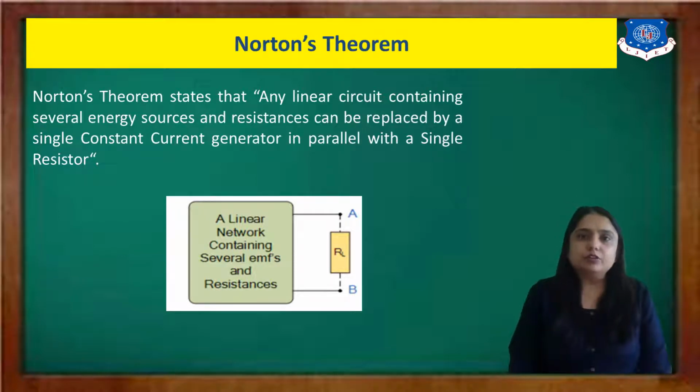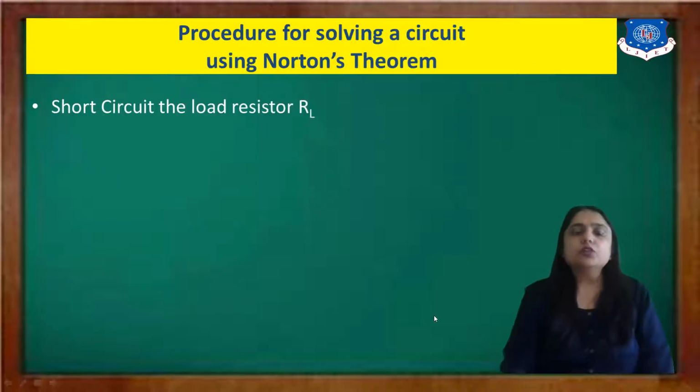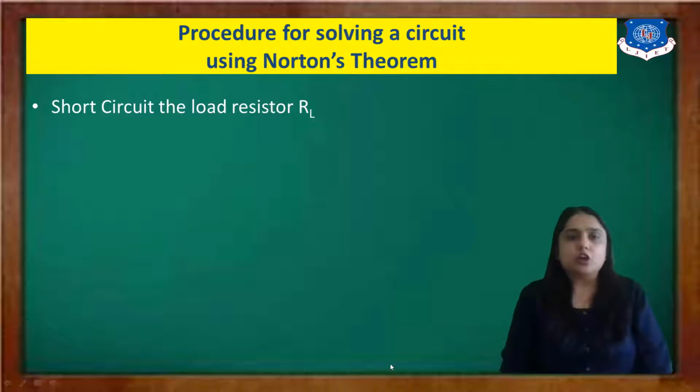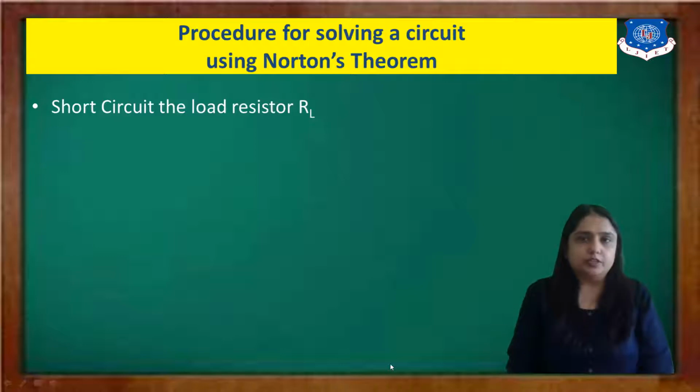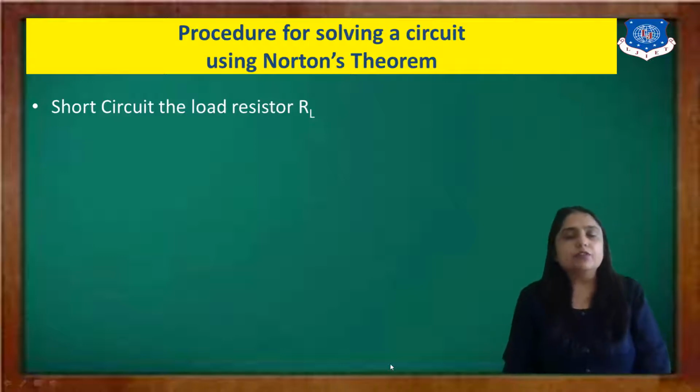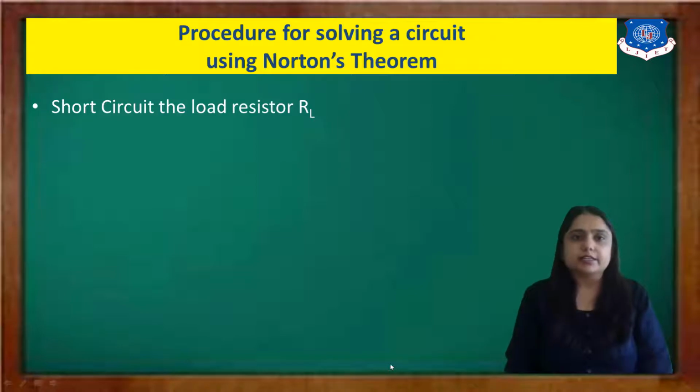One by one, if we follow them, then we can easily find the current and voltage through the load resistance. So the first step is what? Short circuit the load resistance RL. I'll give you a comparison with Thevenin and Norton. If you remember in Thevenin's theorem, what do we have to do? We have to remove the load resistance RL. Here, instead of removing the load resistance, we have to short circuit that terminal where our load resistor RL is connected.